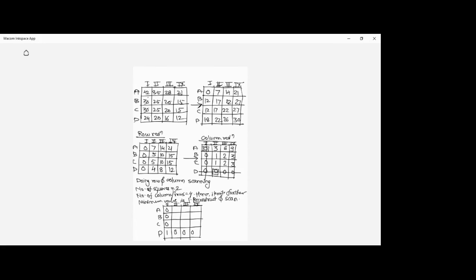So here 3 minus 1 is 2, 6 minus 1 is 5, 9 minus 1 is 8, 1 minus 1 is 0, 2 minus 1 is 1, 3 minus 1 is 2, 1 minus 1 is 0, 2 minus 1 is 1, and 3 minus 1 is 2. So we can do scanning here. For the scanning purpose, yes, there is one 0 here, so we can put a square here and then draw a vertical line.